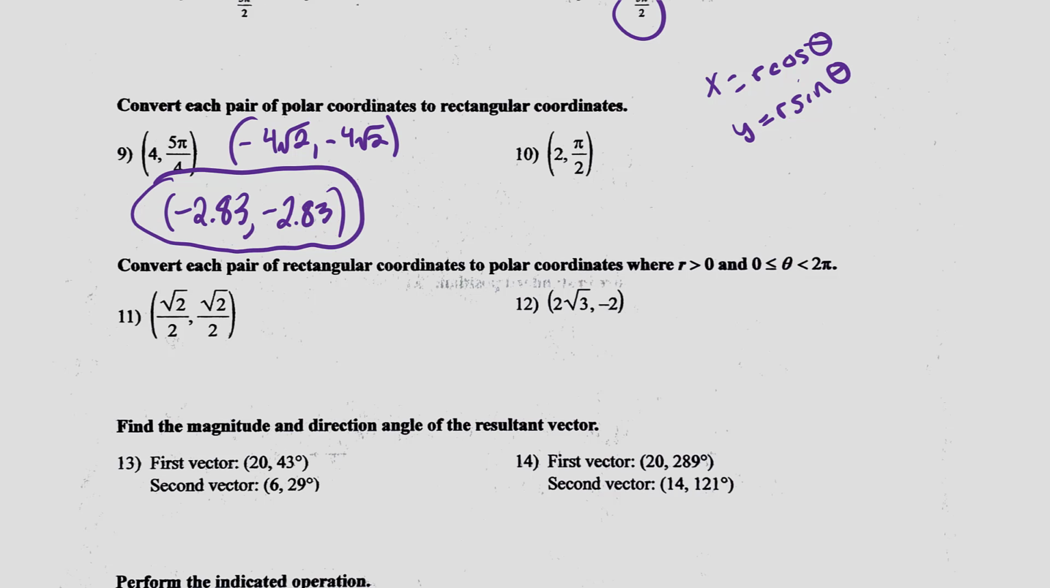So for 10, 2 comma pi over 2, again, we can just do 2 cosine pi over 2, 2 sine pi over 2. And I don't know if it makes you nervous that the first one gives you 0, but that's because pi over 2 is up here. And so the x coordinate is going to be 0. And then 2 sine pi over 2 should give us 2.